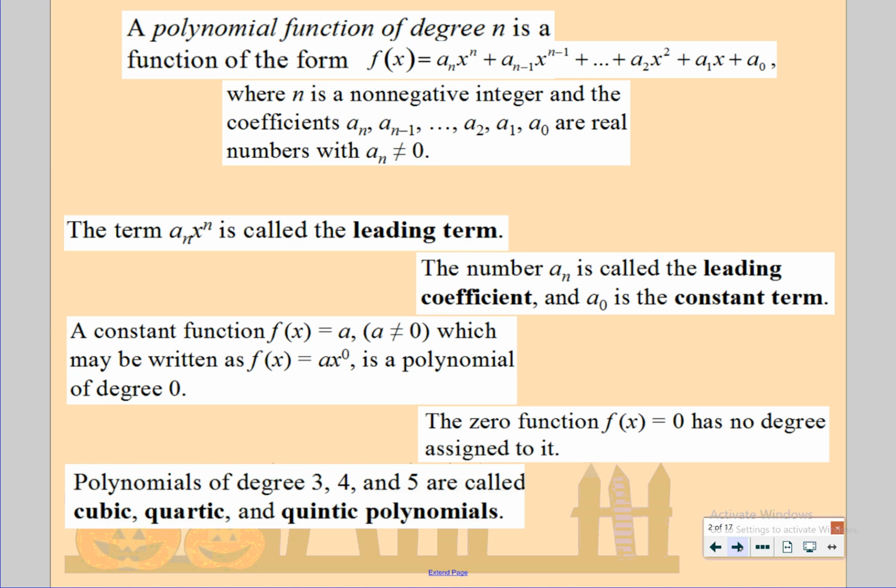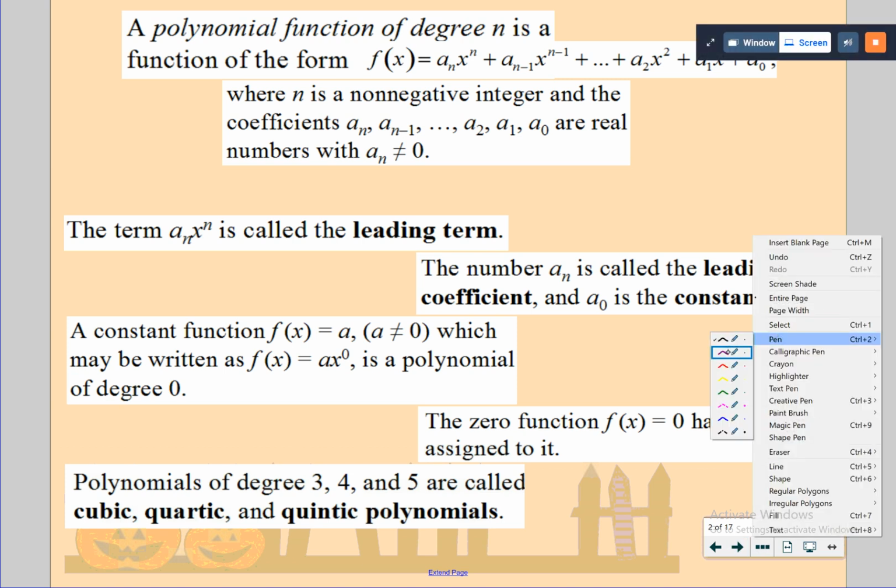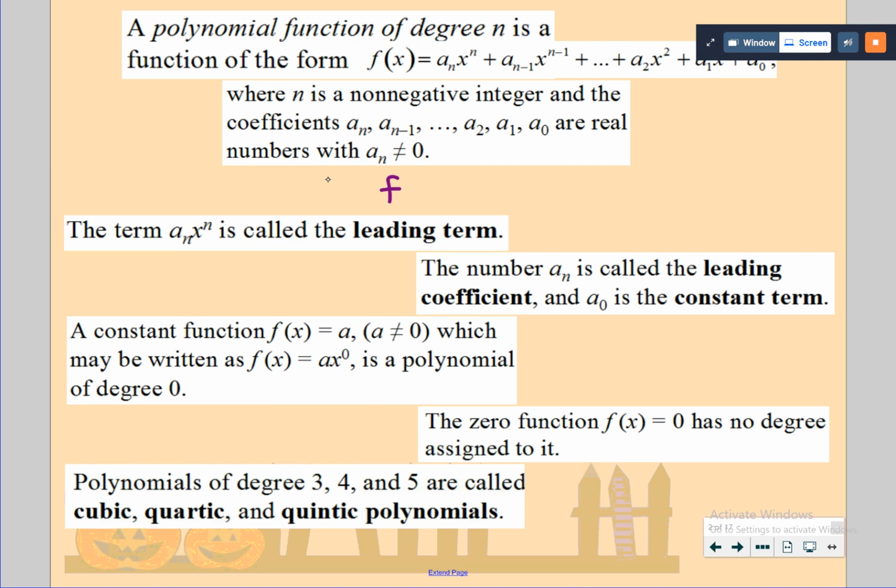f of x equals a sub n x to the n plus a sub n minus 1 x to the n minus 1, all the way down to a sub 0. What that means is a polynomial is a number times a variable to a power, plus or minus, and so on. An example of a polynomial, and this is what I would write down, because we'll use this example to name some terms, would be this.